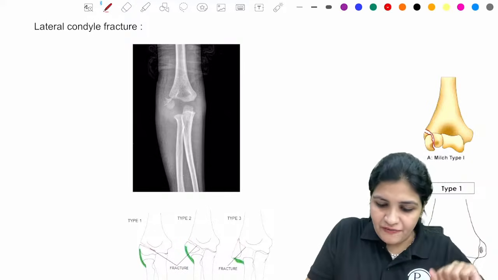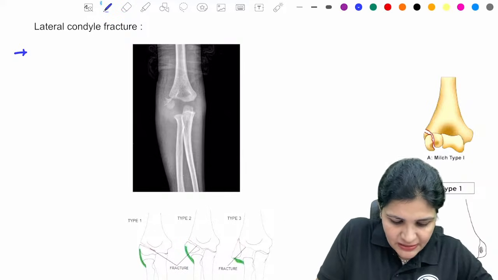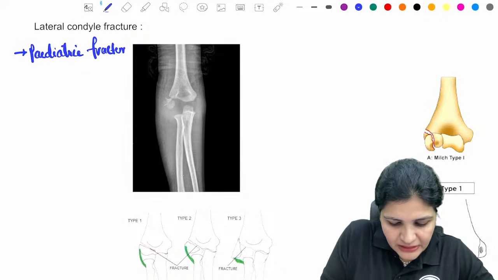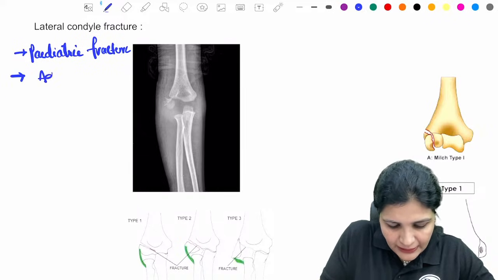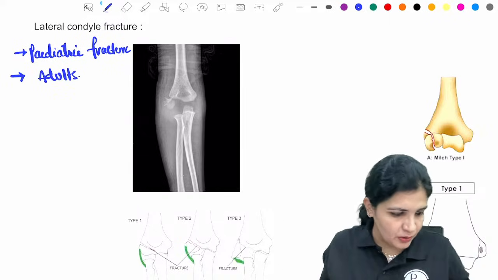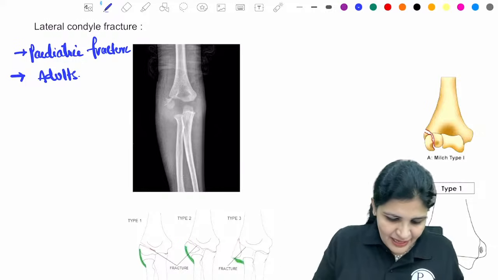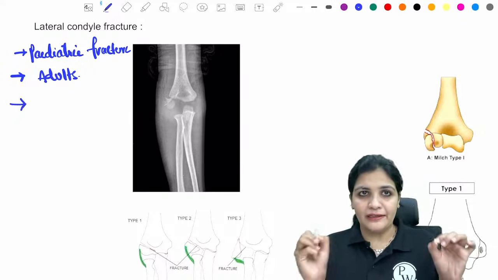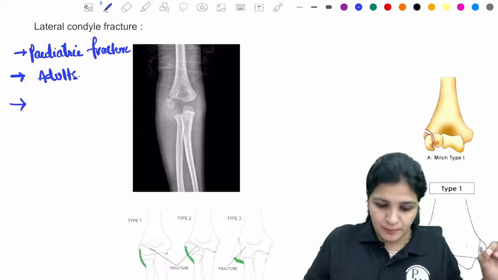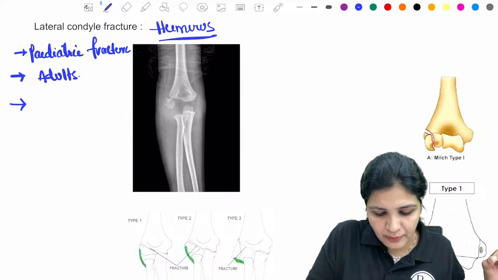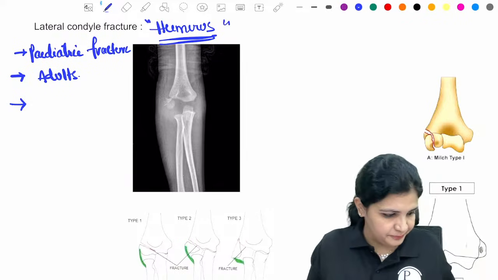So lateral condylar fracture, as we have discussed yesterday, is also a type of pediatric fracture. It is very common in pediatric fracture, but it is also seen in adults. And what is the most important thing about lateral condylar fracture? What you have to remember. This lateral condylar fracture is in the humerus, what we are talking about. Don't get confused with the femur.